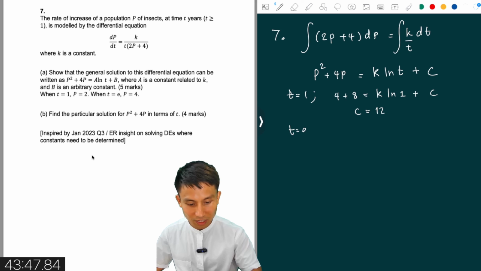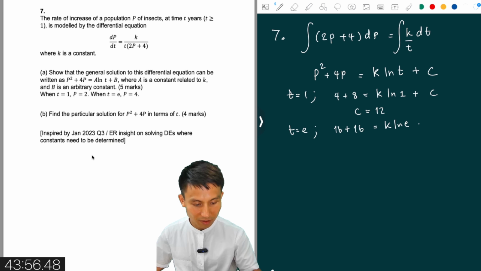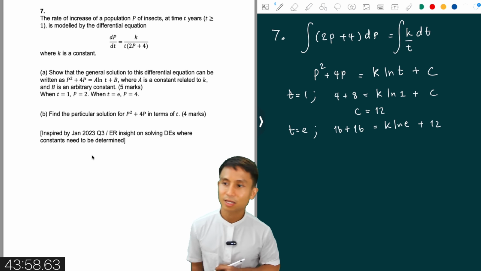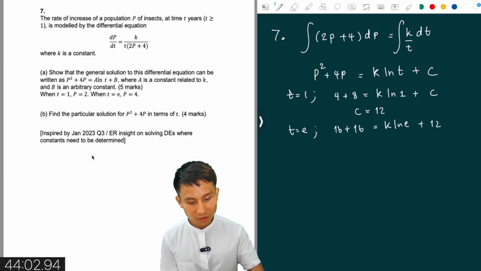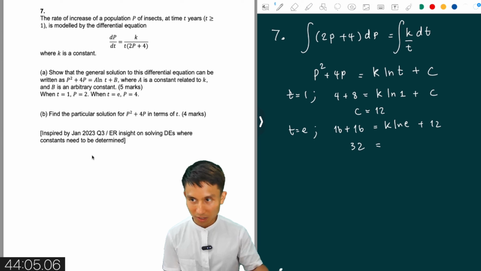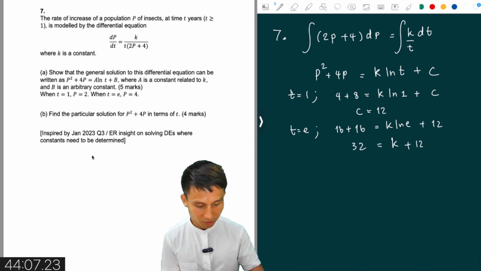So when t equals e, we have p equals 4, so that's 16 plus 4 times 4 is 16, equals 32, equals k ln e plus 12. Ln e is 1, so that's just k plus 12, so k is 20.